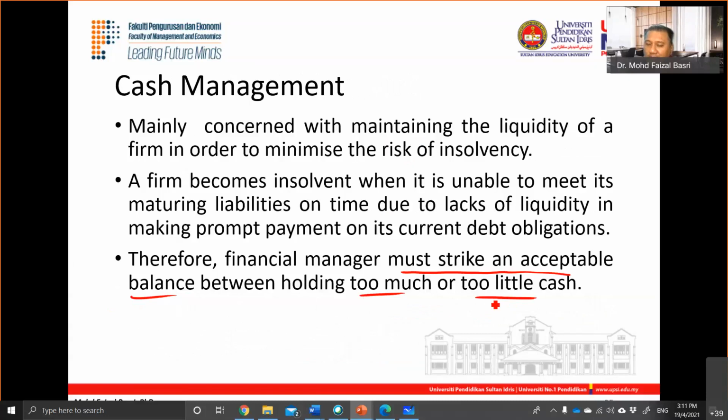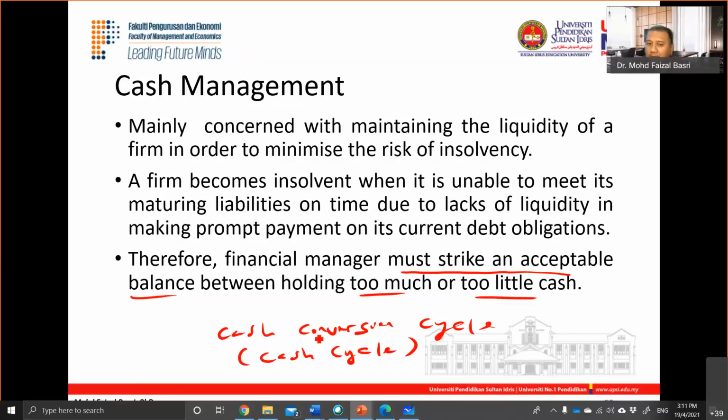It's easy to say, we just balance it. So how much is actually the balance? That's why under cash management, we're going to have a tool. The tool is called the cash conversion cycle. By having this cash conversion cycle, or sometimes in short we call it the cash cycle, we're going to identify how much will actually be the minimum amount.